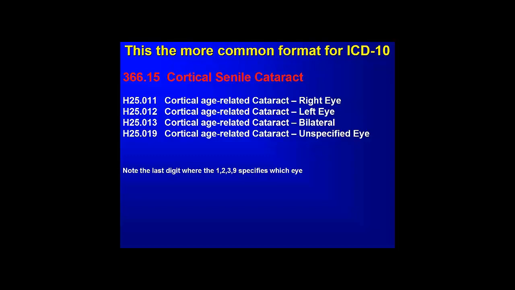So 1 specifies the right eye, 2 is left eye, 3 is bilateral. Again, don't use the unspecified. Use the specific one, whether it's right, left, or both. Make sure that you stay in that type of a form. It'd be much more beneficial to you.